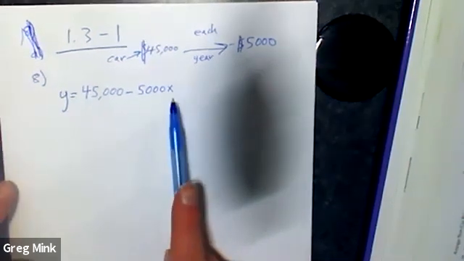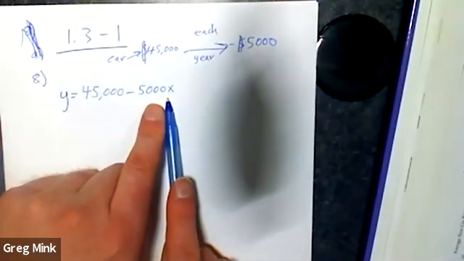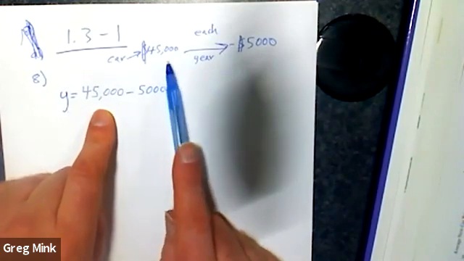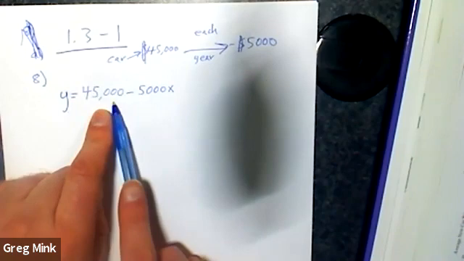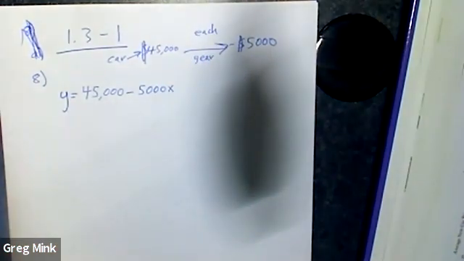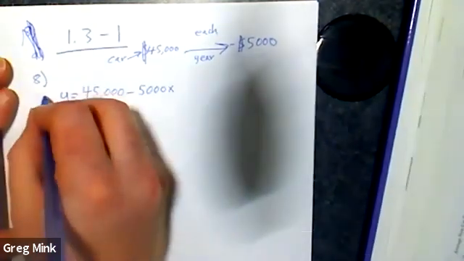But you can see if you plug in x equal to 0, this term goes away, and when it's 0 years old, we know it's worth $45,000. When x is 1, we subtract off 5,000. That's the depreciation by $5,000 each year. So that's your answer to part A.